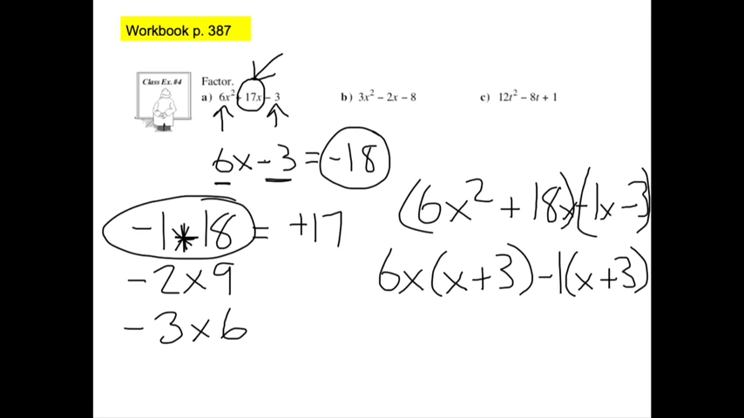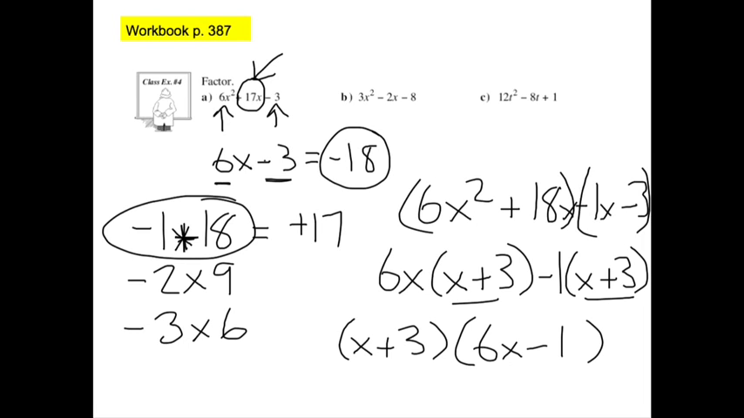Now that we've got this all sorted, well, this is what was in common with both of those. So take that out. That's going to be x plus 3. And in brackets, you have your leftovers. And that's going to be 6x minus 1. If you need to, double check your work by foiling these out to see if you get the original answer.